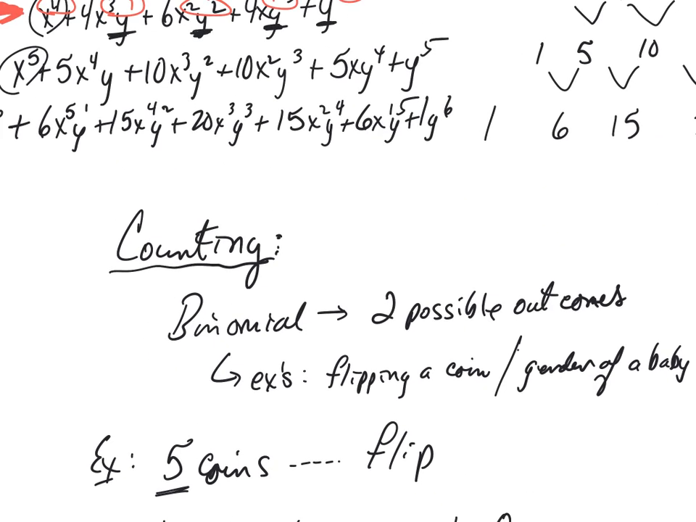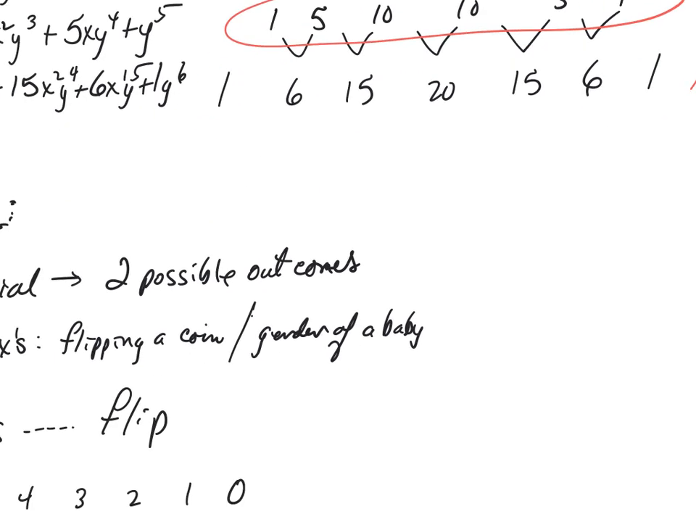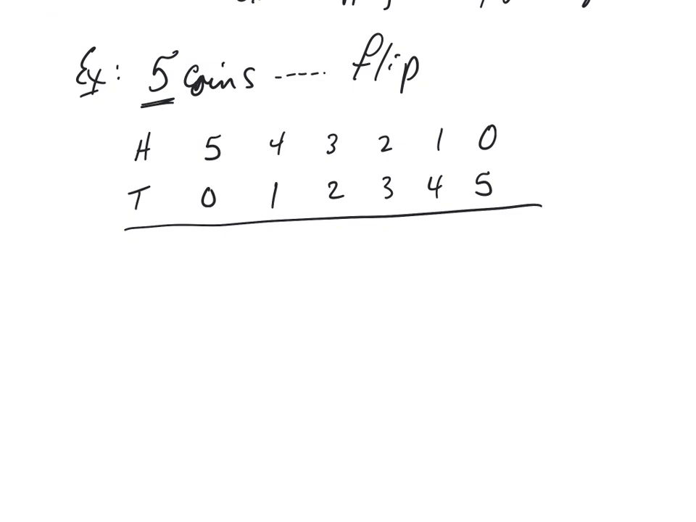Now I'm just going to back up and show you quickly. There it is. I'll circle it in red. I'm going to highlight the 5th row of Pascal's triangle. So I'll drop down the numbers 1, 5, 10, 10, 5, and 1 into our coin problem.